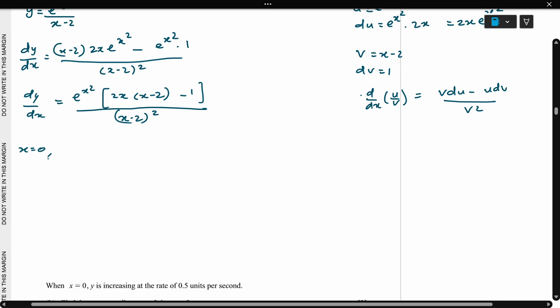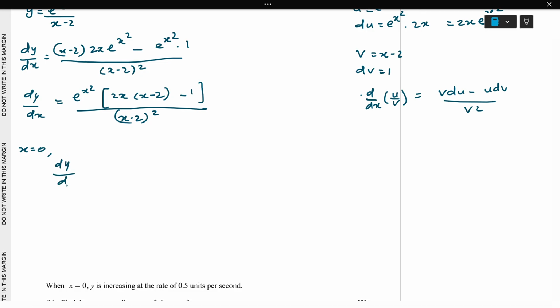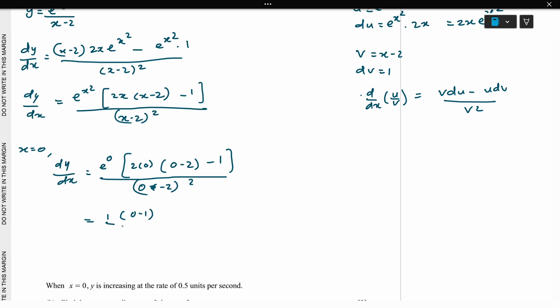So at x equals 0, dy by dx becomes e to the power 0, then here 2 times 0 times (0 minus 2), minus 1, over (0 minus 2) whole squared. So e to the power 0, any number to the power 0, is 1. 1 times this entire thing: 0 minus 1 over, here negative 2 squared is 4. The answer is negative 1 over 4. This is the answer, dy by dx at x equals 0. This is our final answer here.